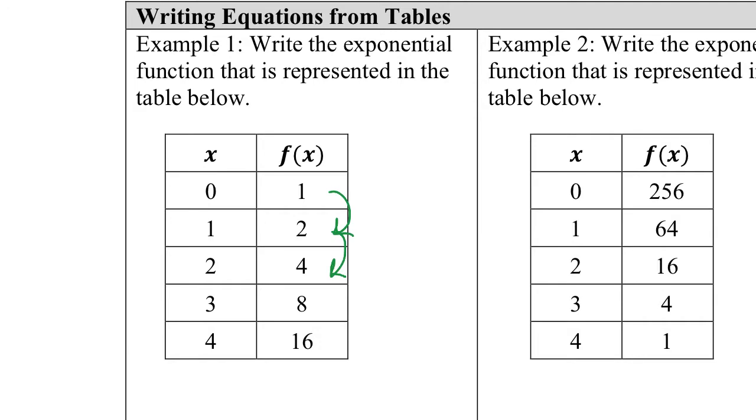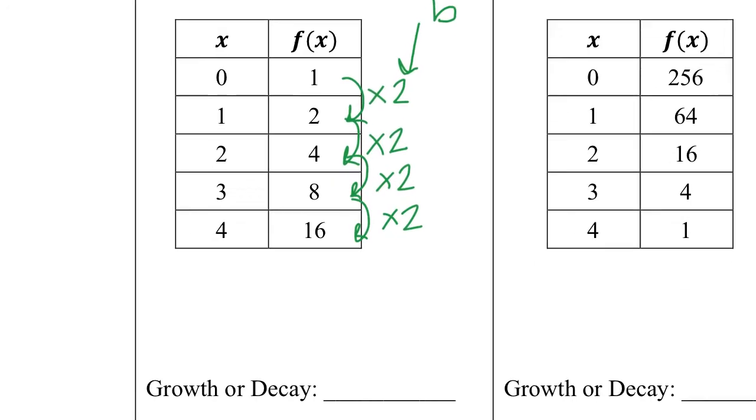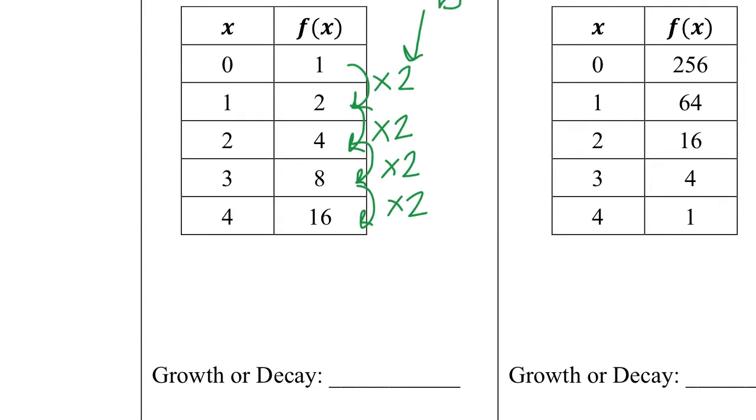Now to get from 1 to 2, I can also multiply by 2. And then if I keep looking down my table, 2 to 4 multiplies by 2. 2 times 2 makes 4. 4 to 8, 4 times 2 makes 8. 8 to 16, 8 times 2 makes 16. So for exponential functions, you're multiplying on the y values every time. So this times 2, that's your b. That's that growth or decay rate. In this case, because 2 is larger than 1, that means this is a growth.